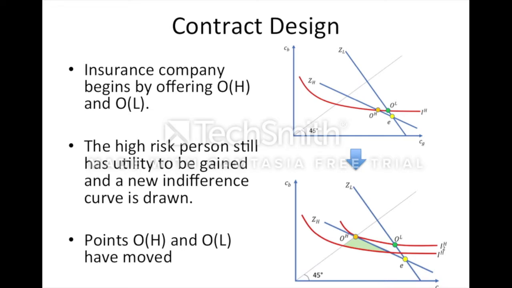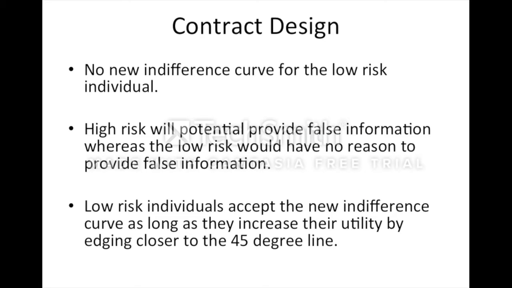This won't satisfy high-risk individuals who still have up to the 45-degree line to gain additional utility. The low risk also gains more utility from moving to a new indifference curve. There is no new indifference curve for the low-risk individual, as this is not where adverse selection occurs. High-risk people would want to pay a lower premium, whereas low-risk people would not like to pay a higher price.